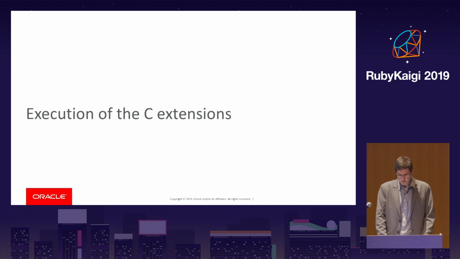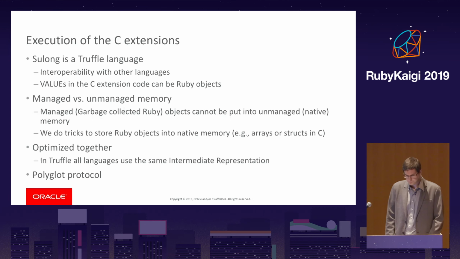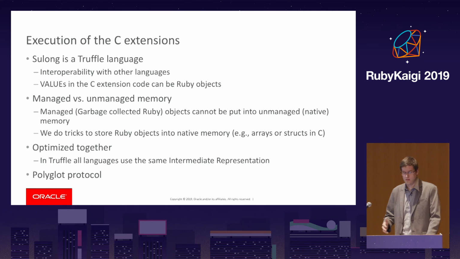So how do we run C code and C extensions? The key thing we use is that Truffle gives us interoperability between the languages. That means that when we are looking at some C extension which is running in our runtime, the variables which have the type VALUE are actual Ruby objects. They are not C objects. And the Polyglot protocol allows us to talk to foreign objects like that.